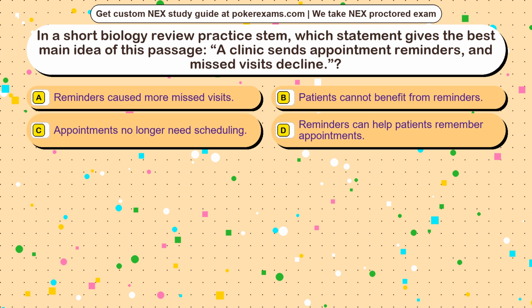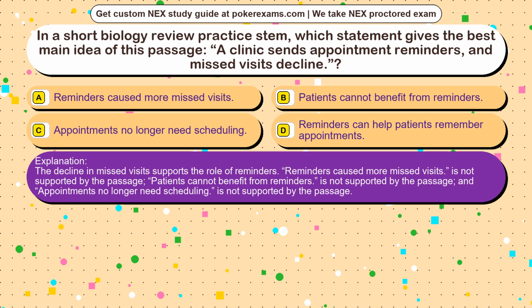The correct answer is option. The decline in missed visits supports the role of reminders. Reminders cause more missed visits is not supported by the passage. Patients cannot benefit from reminders is not supported by the passage, and appointments no longer need scheduling is not supported by the passage. Question 15.